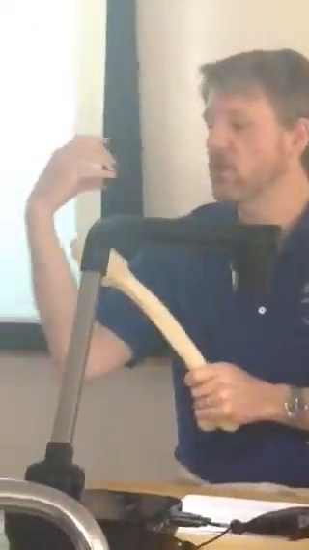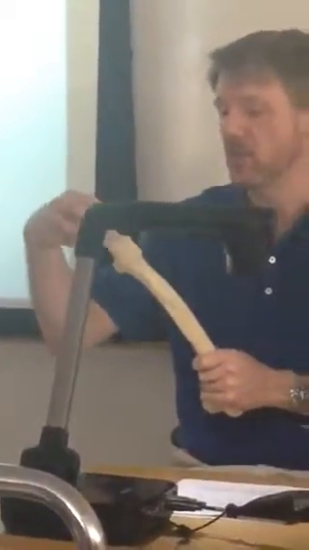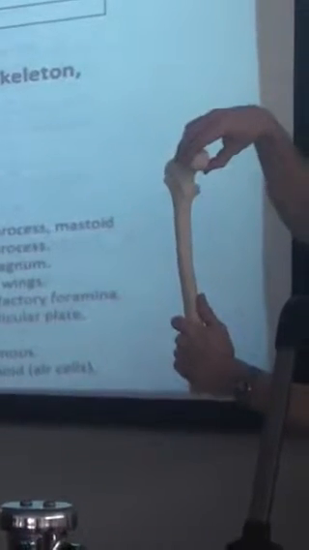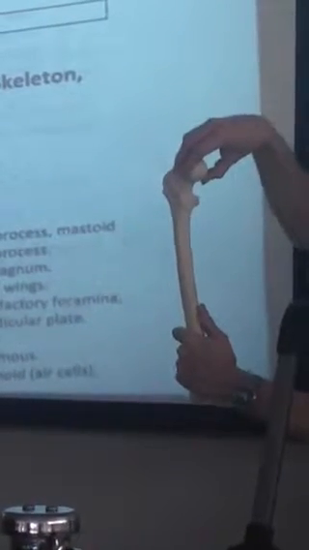Meatus, you already did. Head is next. Anytime you have a rounded, almost totally circular projection off of the bone that forms a joint, you can call that a head. Okay. This is the femoral head. Where's another big spot where you have a head on a bone? Anyone know?